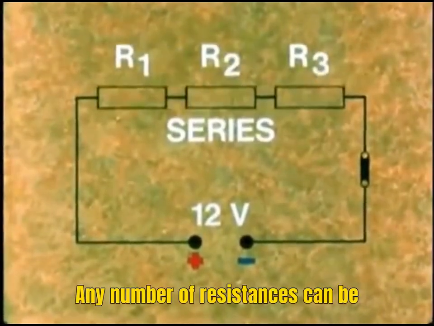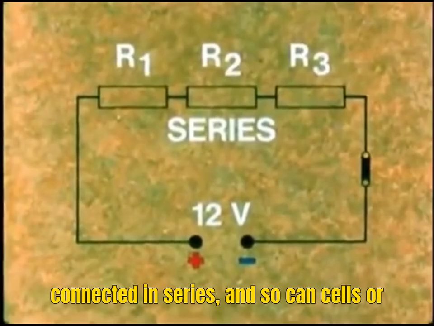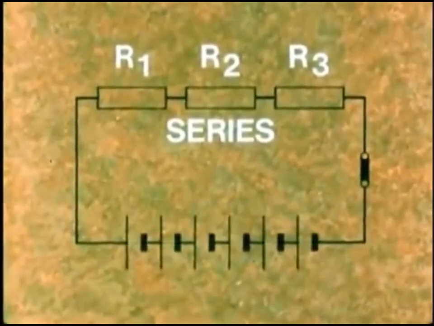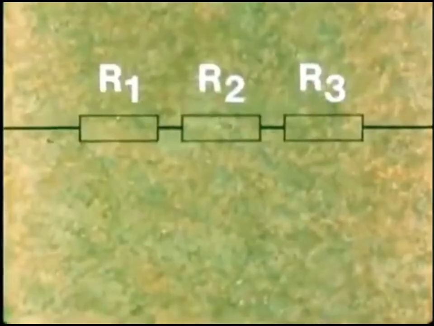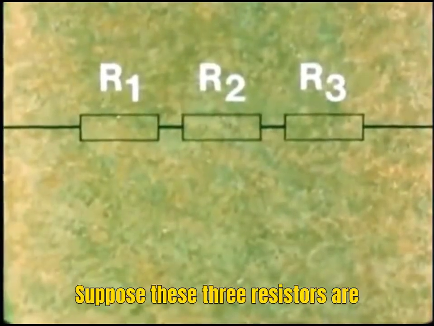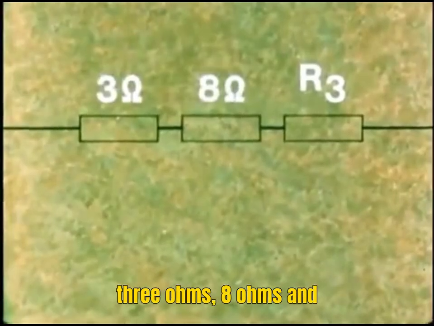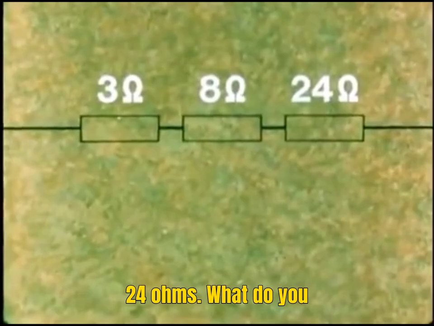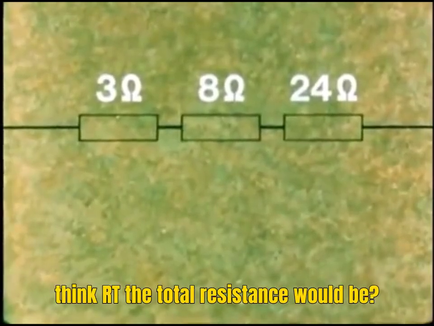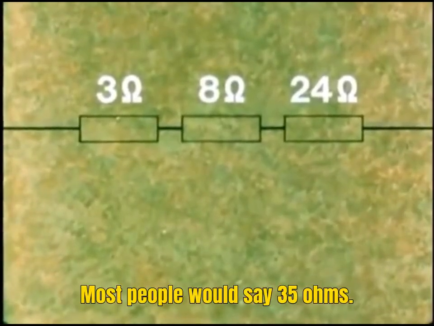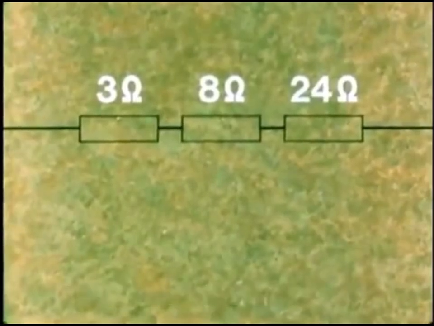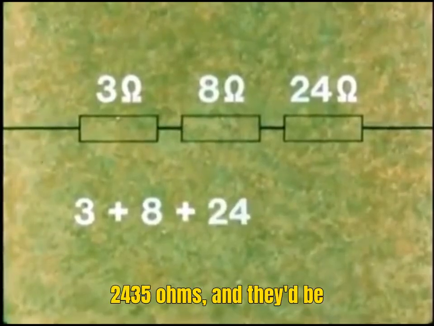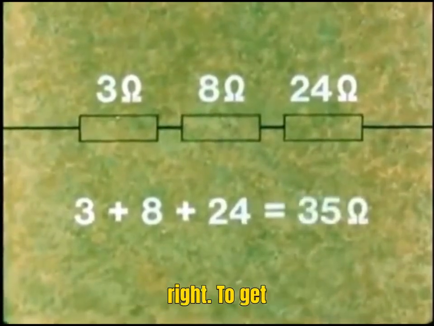Any number of resistances can be connected in series, and so can cells or any other circuit component. Suppose these three resistors are 3 ohms, 8 ohms, and 24 ohms. What do you think RT, the total resistance, would be? Most people would say 35 ohms. That's 3 plus 8 plus 24, 35 ohms, and they'd be right.